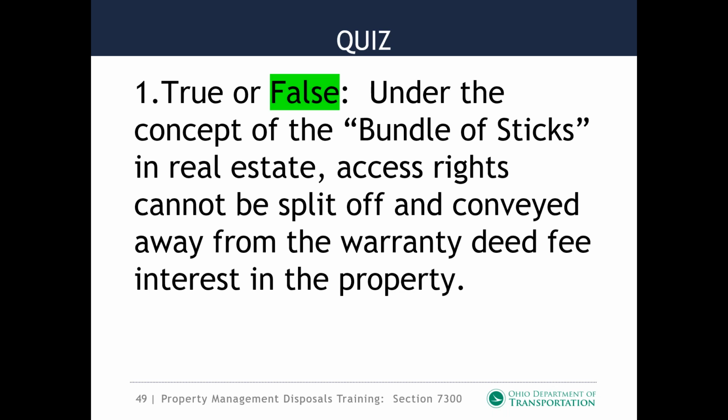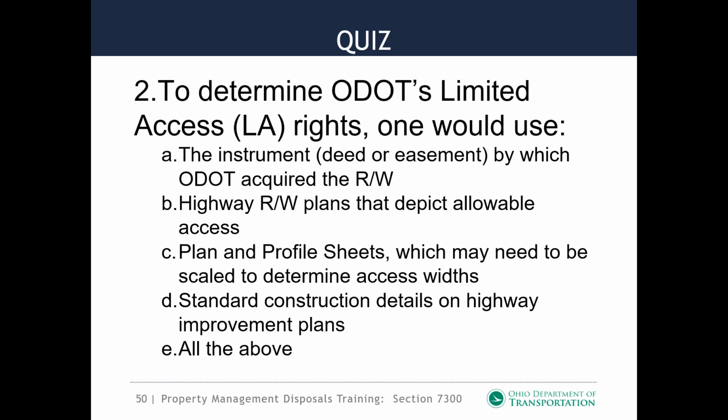False is correct. We talked about those bundles of sticks, so there are many of them, and one is property access rights. Number two, to determine ODOT's limited access rights, one would use A, B, C, D, or E.